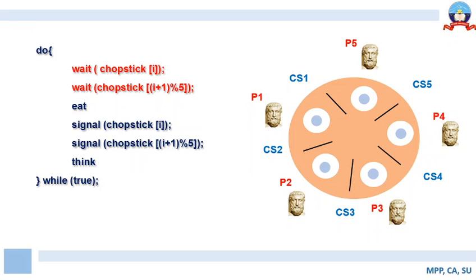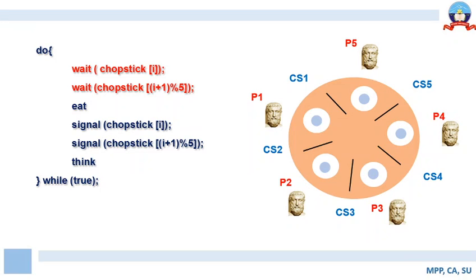There might be a question: why not I plus 1, and why I plus 1 mod 5? Because if you consider the fifth philosopher, what will the fifth philosopher pick up? The fifth philosopher will pick up chopstick number 5. So it will implement a wait on chopstick I, that is, a wait on chopstick number 5. And then it has to implement a wait on chopstick number 1. So chopstick number 1 will be 5 plus 1 mod 5. 5 plus 1 is 6, and 6 mod 5 is 1. So that is the reason why we are setting it as I plus 1 mod 5, because I need to facilitate all the philosophers to pick up the chopsticks.